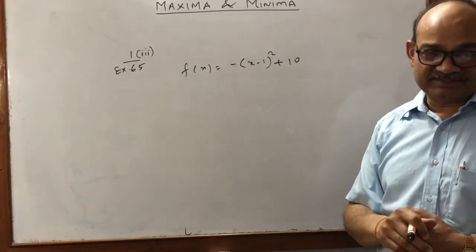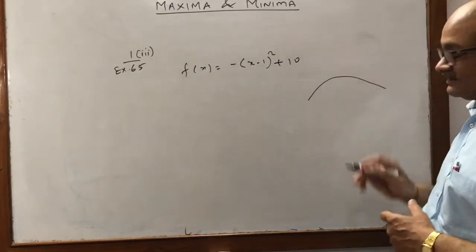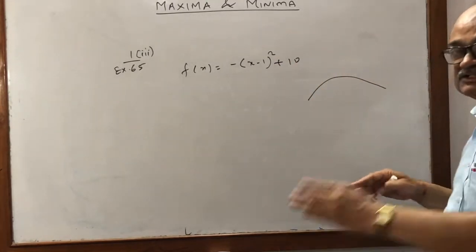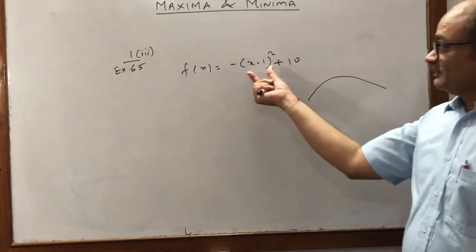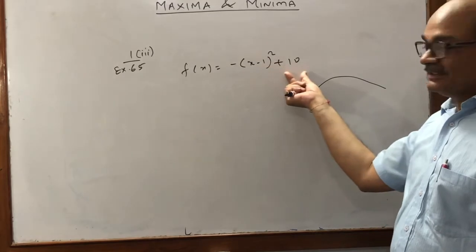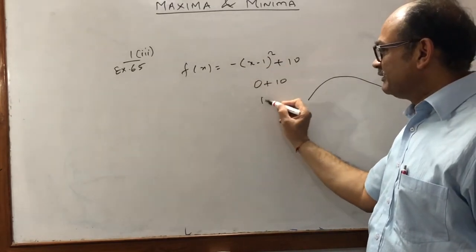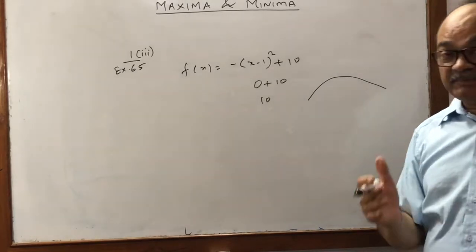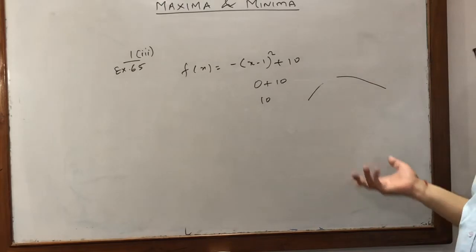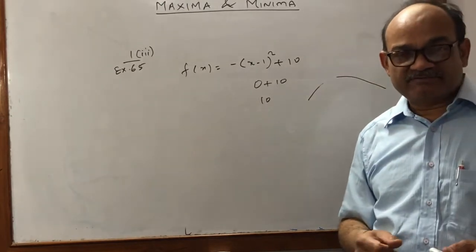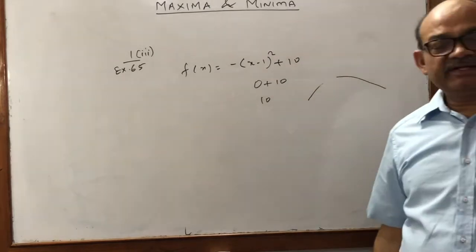We have to take it. Going down, the curve is like this. There is no minimum value. But for the maximum value, 0 and 10. It means the highest value or the maximum value will be only 10. Why is minimum value not possible? You know this curve is going down. We can't say where it will end. There is no minimum value, but the maximum value it attains is only 10.